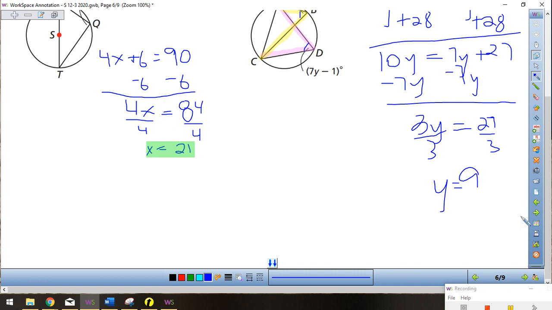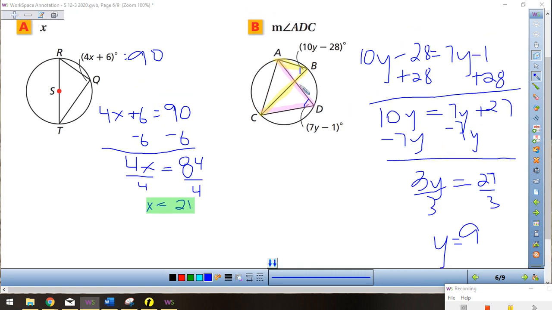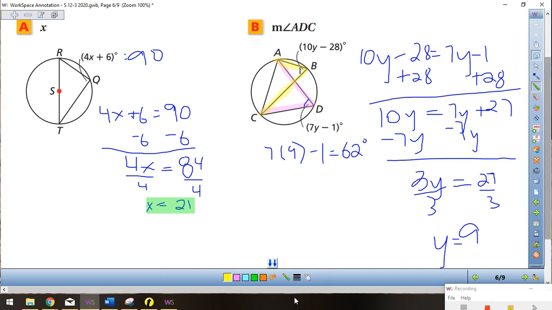Now, it did not ask for y. It asked for the measure of angle ADC. So I'm going to plug that in here. So 7 times 9 is 63. Minus 1 is going to give you 62 degrees. And that's it. So again, if you have an angle whose endpoints are on a diameter, that angle is 90 degrees. And if you have two angles whose endpoints are the same, those angles are congruent. All right?